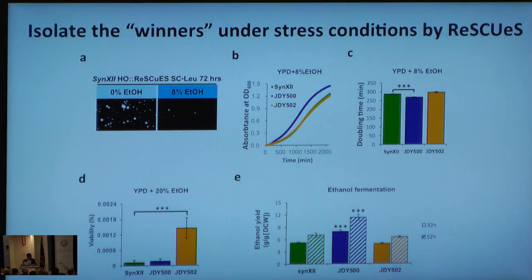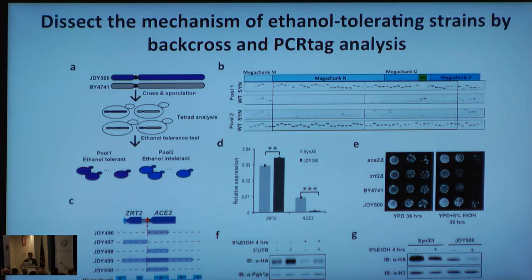The next step is, can we use the system to identify why those clones are able to resist ethanol? We are using one method, as we reported recently, the POPM method. We cross the ethanol tolerant strain with a wild type strain, and then do sporulation and identify the spores which are resistant to ethanol and which are not. Then using a PCR tag analysis, we are able to identify which region of the synthetic DNA correlates with this ethanol resistance. That allows us to identify the region exactly.